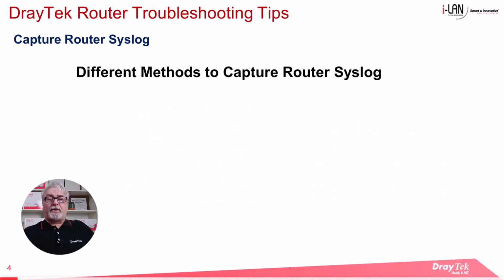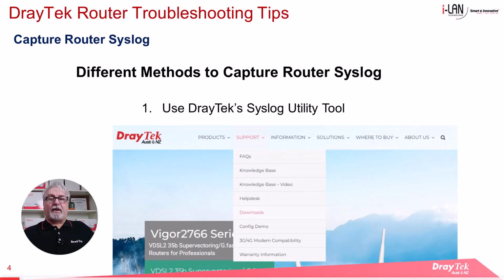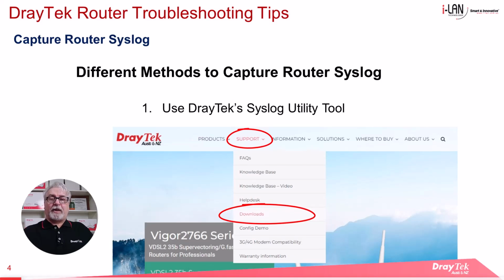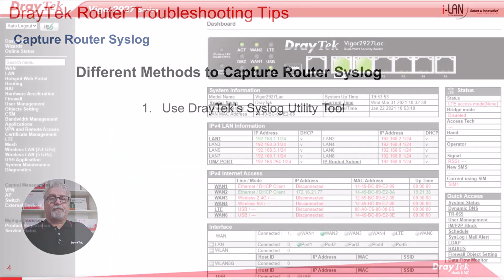There's 4 different methods you can use to capture Syslogs from DrayTek routers. The first is to use DrayTek's Syslog utility tool. This one's a free download from the download page on our website, which you'll find under the support heading at the top of the page. We'll use a Vigor 2927 router as an example.